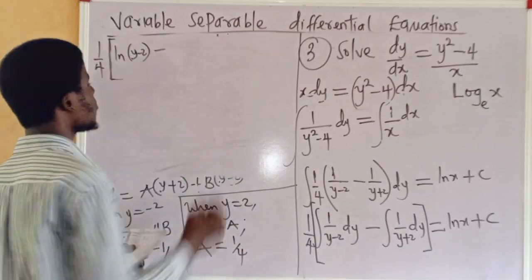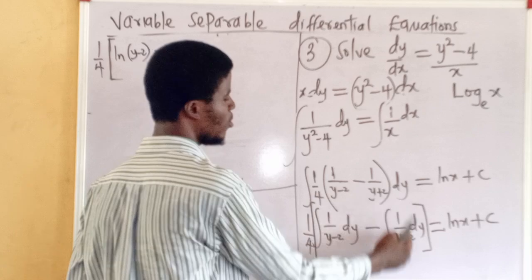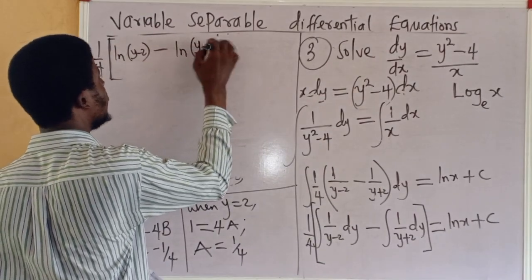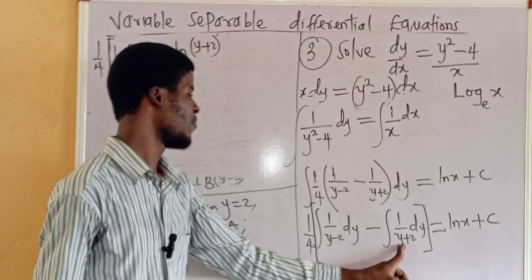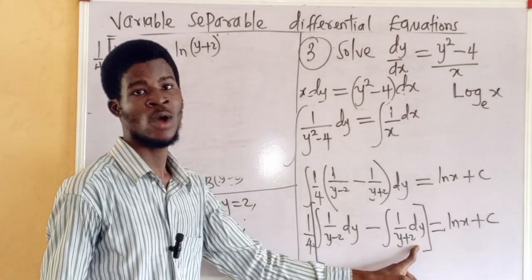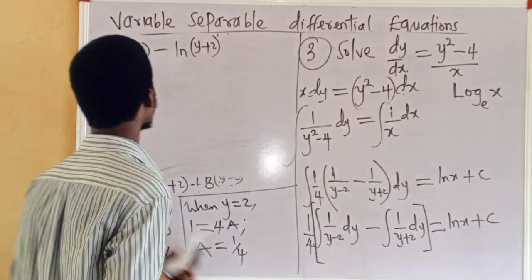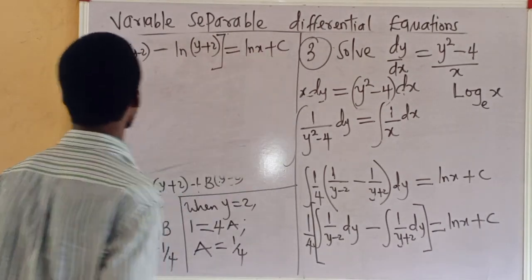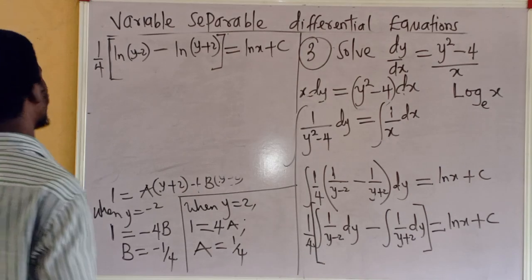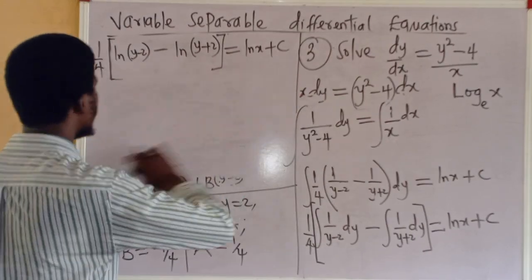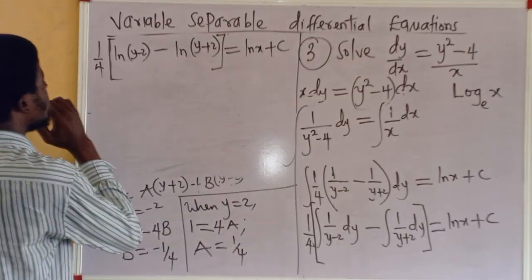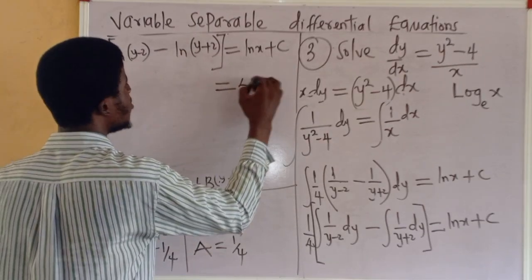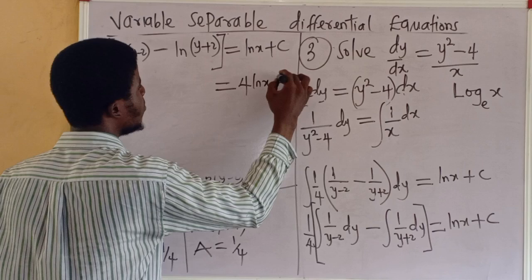Then minus the integral of 1 over y plus 2 dy is ln(y + 2). Differentiating y plus 2 with respect to y gives 1. So we have ln x plus c. What we have to do now is multiply both sides by 4 to eliminate this fraction. So on the right hand side we have 4 times (ln x plus c). That's 4 ln x plus 4c.